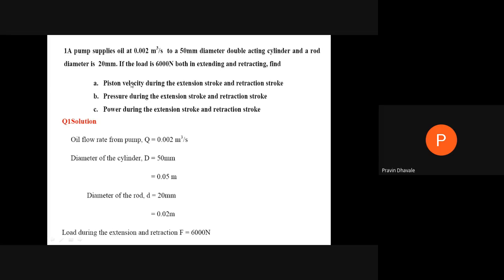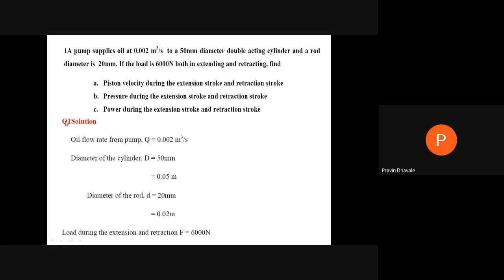We are only focusing on the piston velocity, but there are certain parameters related to the pressure and related to the power. As it is a part of this example, we also focus on how to calculate the pressure exerted during the extension and retraction stroke of the piston. At the same time, how much power is required during this extension and retraction stroke of the piston. So when you are reading this example, we are getting the data like there will be one hydraulic pump which is utilized to supply the hydraulic oil with some discharge, 0.002 meter cube per second.